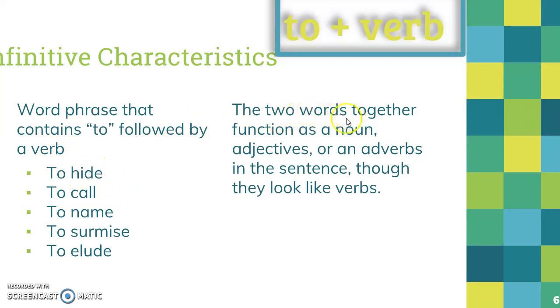The two words together function either as a noun, an adjective, or as an adverb. So that's why we did these last, because gerunds always function as nouns, participles are adjectives or adverbs, infinitives can do all three. But don't let that stress you out because they're much, much easier to identify because they have to have to followed by a verb.